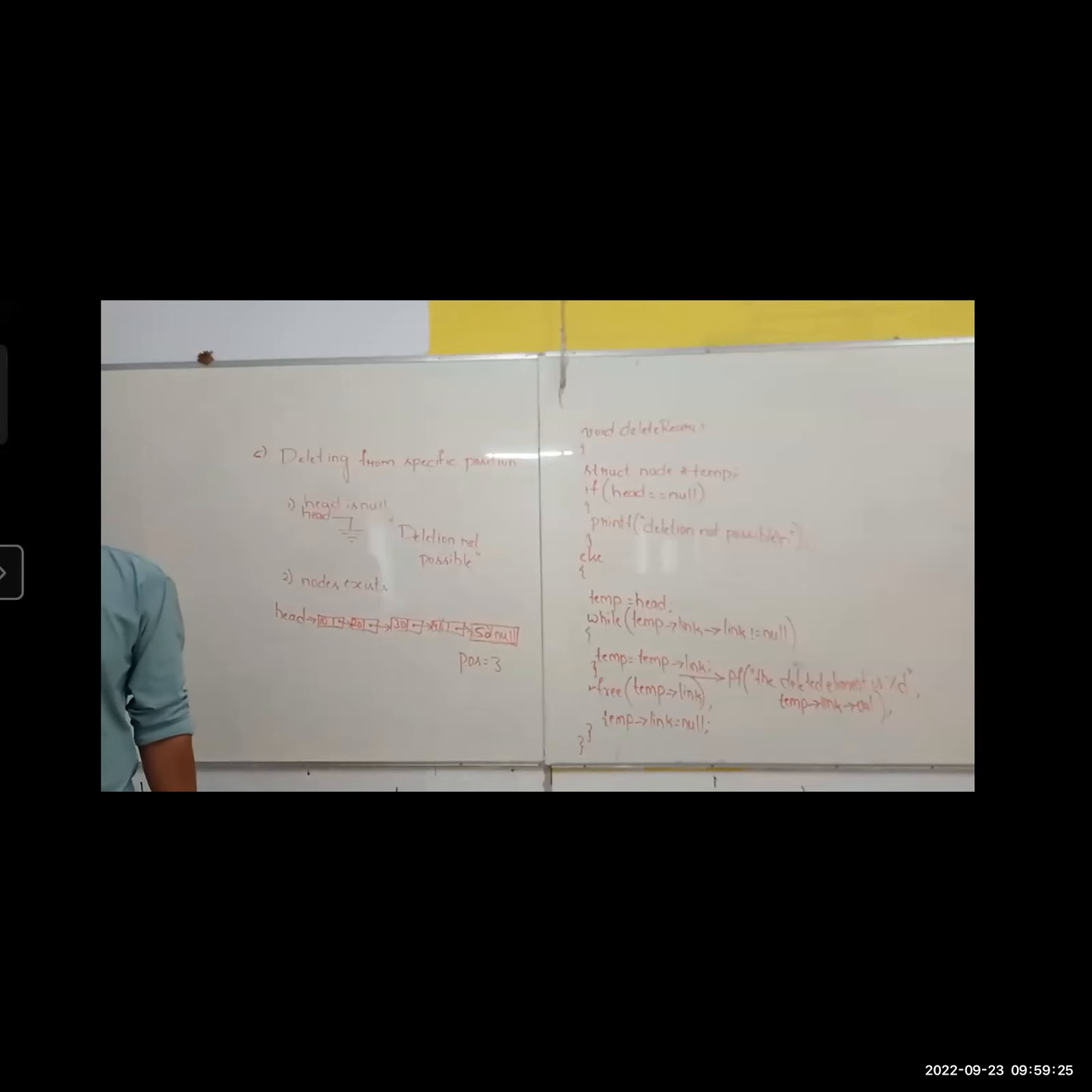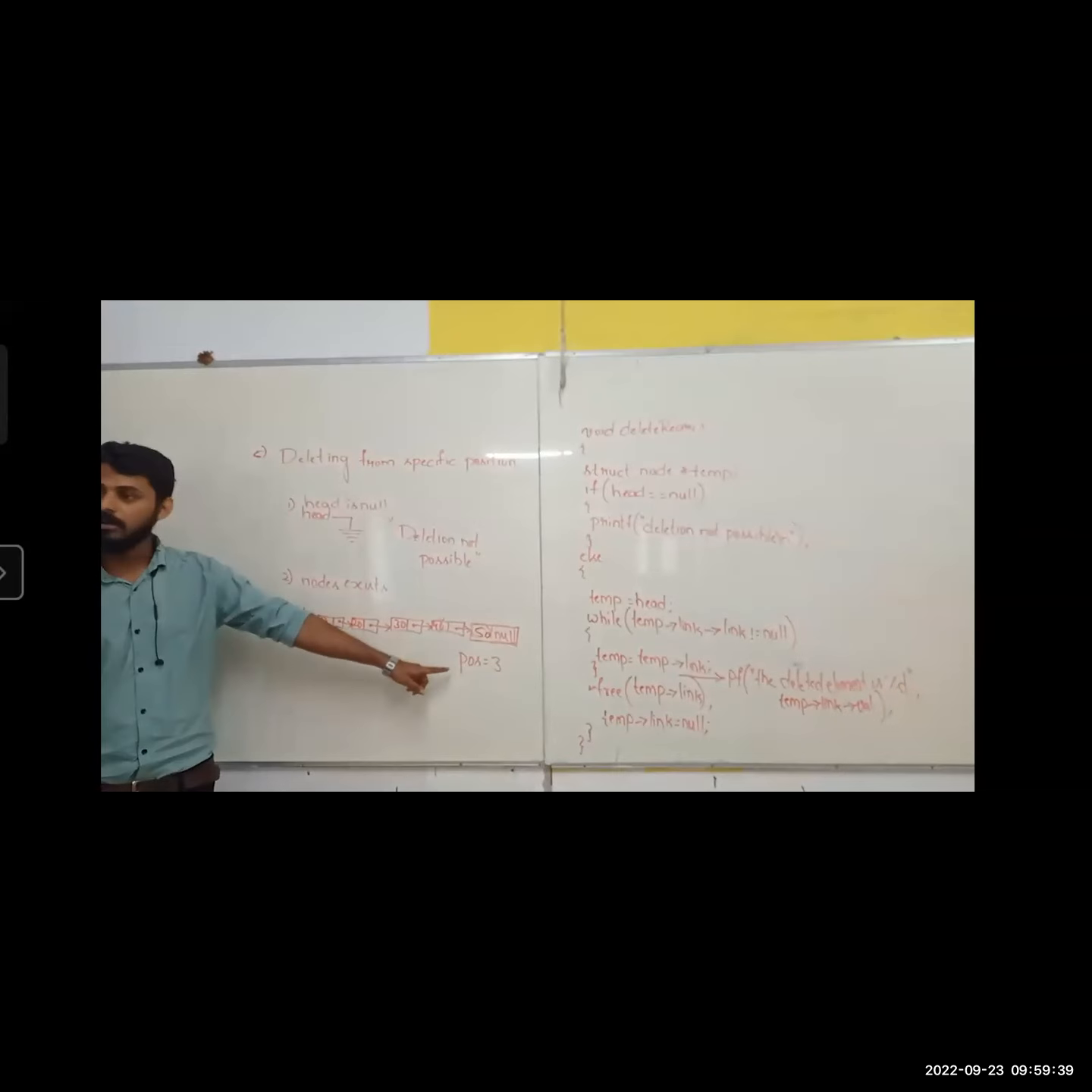Simple thing. Five people are standing. I will say you remove the third person. Which person will you delete? Fourth one. The person who is standing third. That is what I told you. The question is simple, you will make it rocket science. I am asking you, third position I want to delete. Which one should you delete?